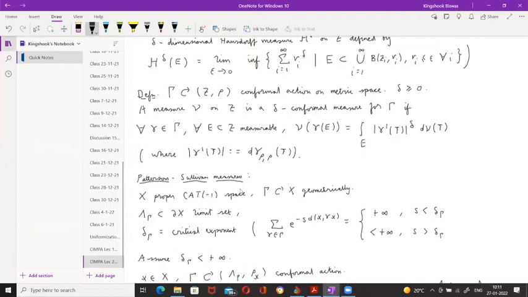if for all gamma in Gamma and for all measurable sets E, nu of gamma E is equal to the integral over E of |gamma prime of xi| to the power delta d nu of xi, where as usual |gamma prime of xi| means the stretch factor of the conformal map gamma. It's the derivative d gamma with respect to rho and rho. Okay. Is this clear?